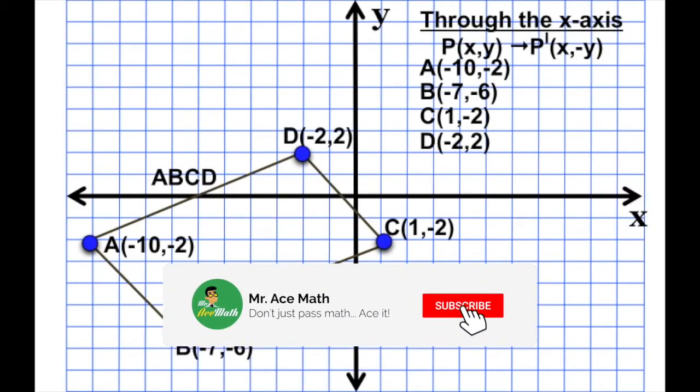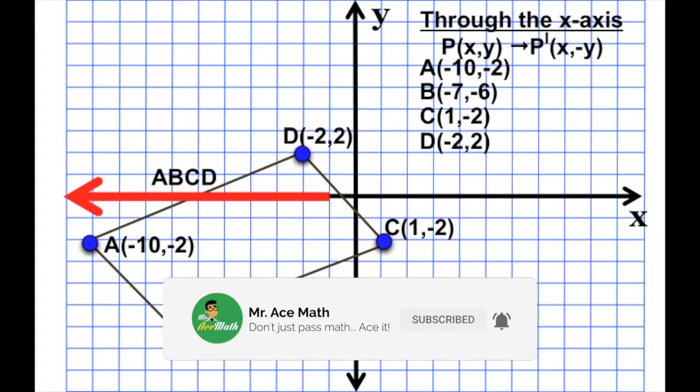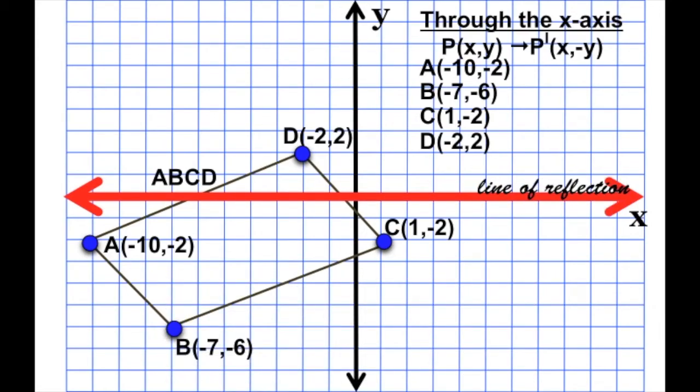How about this one? Again, our x-axis is going to be our line of reflection, basically our mirror, and we're going to reflect each point through that mirror. And how do we do that? Since we're reflecting through the x-axis, our y-coordinate changes. So A is going to become A prime at (-10, 2). B is going to become B prime at (-7, 6). C is going to become C prime at (1, 2). And D is going to become D prime at (-2, -2). So let's plot those points and see what happens.